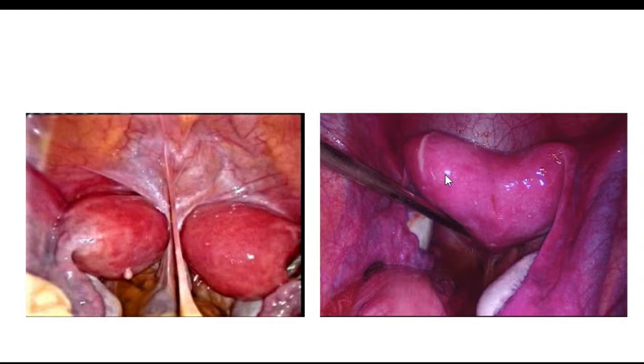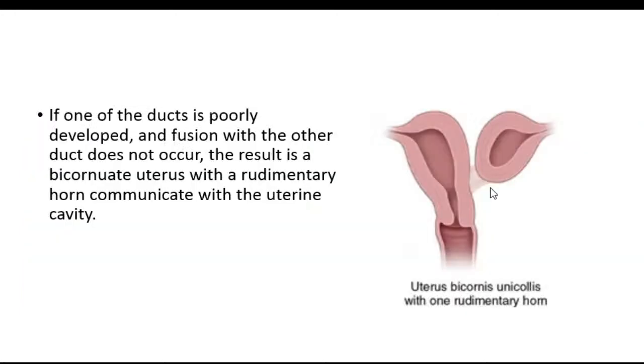It's a heart-shaped uterus, one left horn and one right horn. You can see one fallopian tube from each one. Yeah, so this is uterus didelphys. This is bicornuate uterus.